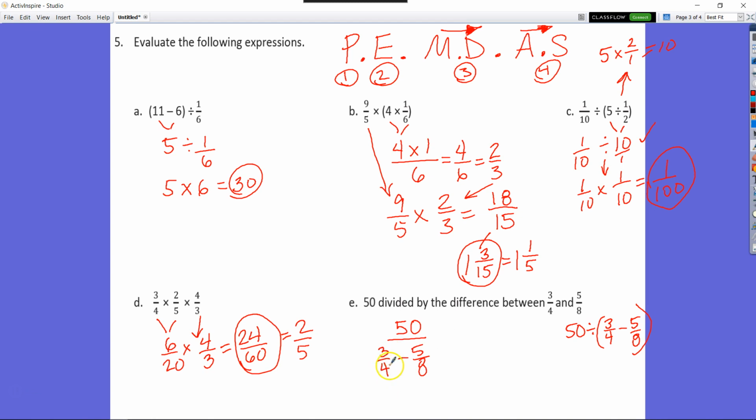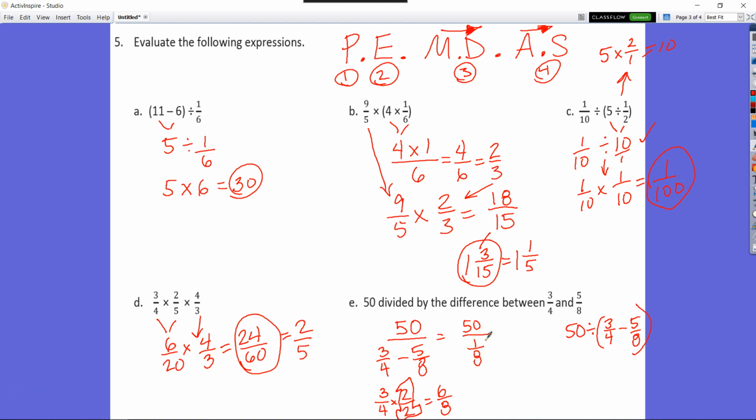And if I multiply my denominator by 2, I'm going to have to multiply my numerator by 2, because in essence, 3/4 times 1, remember this is fractional form of 1, is equal to 6/8. So 6/8 minus 5/8 is going to be 1/8. So this is equal to 50 over, or divided by, 1/8.